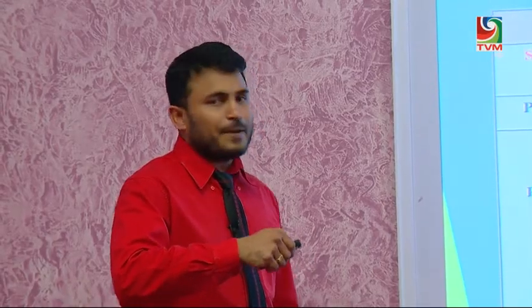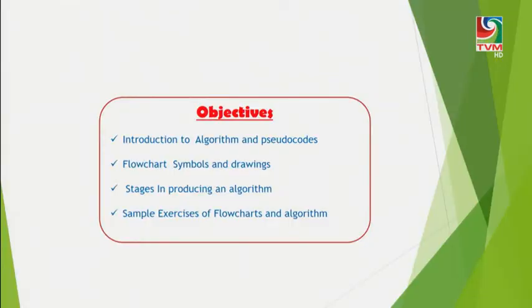Pre-release material will be provided by Cambridge University by the end of June. All the students are asked to complete this task before your O-level examination. Now let's start with the objective of today's lesson. Today we are going to talk about algorithms, because algorithm is an important part to solve the 20 marks questions, and the pseudocodes and the flowchart symbols and drawings, and how you can produce the algorithm using different stages, and the sample exercises of flowchart and algorithms.